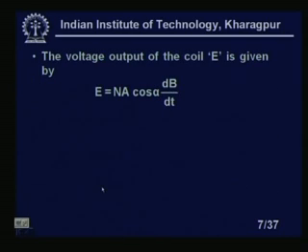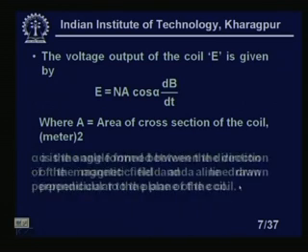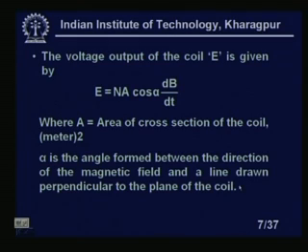The voltage output of the coil E is given by E equal to N into A into cos alpha into dB by dt. That means the derivative of the flux density with respect to time. Obviously, it will be dH by dt, because mu will come out, which is supposed to be constant for a medium. Here A is the area of cross section of the coil, in meter square in SI unit, and alpha is the angle formed between the direction of the magnetic field and the line drawn perpendicular to the plane of the coil, just as I have shown.